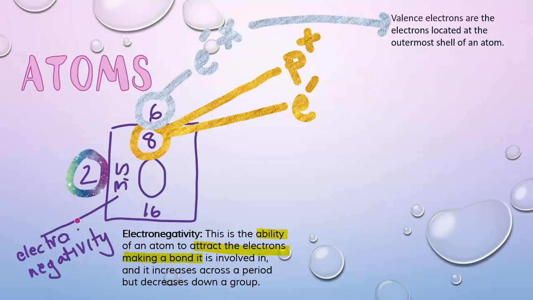The last number that I want to draw your attention to at the moment is the 2, and the 2 is the period that Olivia lives in. It is the row that she lives in, and this tells us how many shells. How many energy shells does she have?